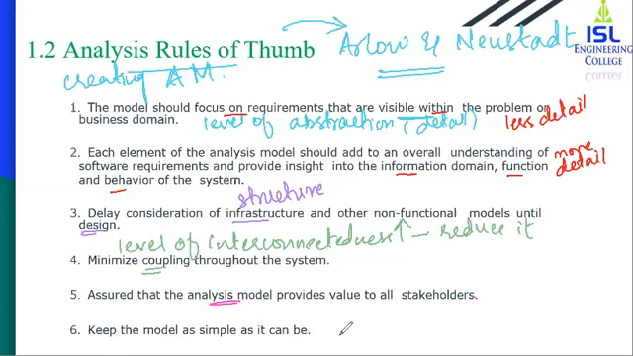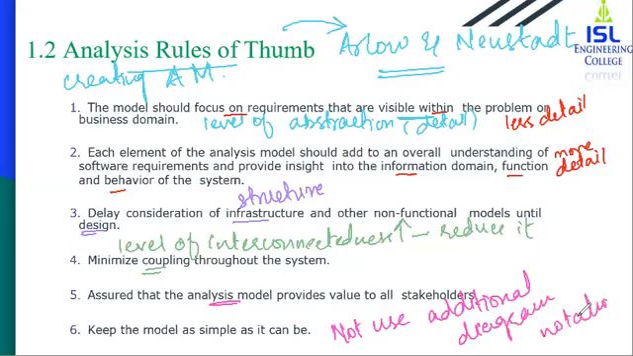Then keep the model as simple as it can be. That is, you're not going to use any additional diagrams that are not required. You're not going to use any additional diagrams or any notations. You're not going to use any extras. You're going to remove extras so that the model is simple.